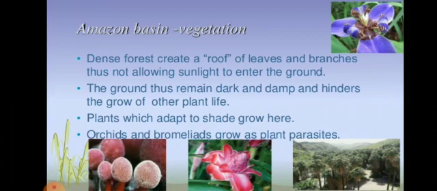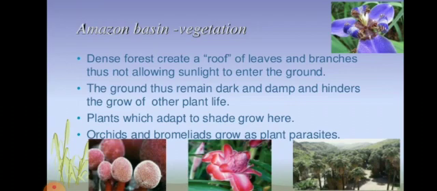Now we talk about the vegetation. This area is a very dense forested area. It is extraordinarily rich in the variety of plants and animals. Because of the heavy rainfall in this region, there is growth of thick forest with a dense roof created by leaves and branches. They do not allow the sunlight to reach the ground. So because of this, the ground of this area remains dark and damp. Hence, only shade-tolerant vegetation may grow over here.